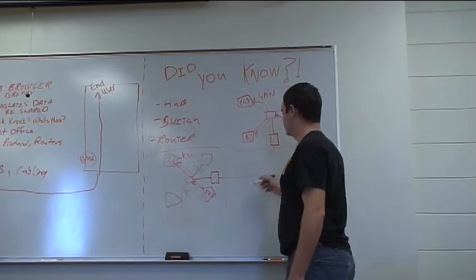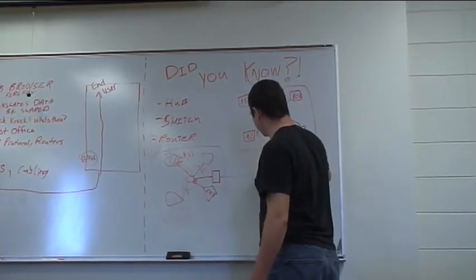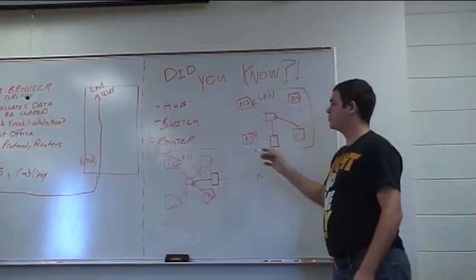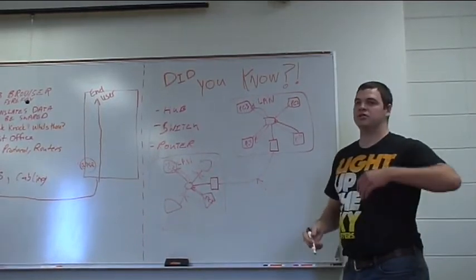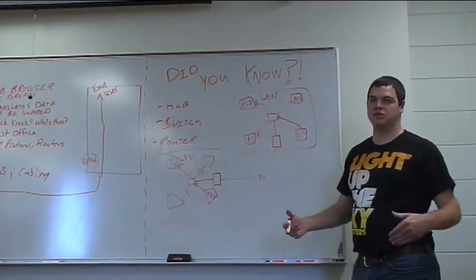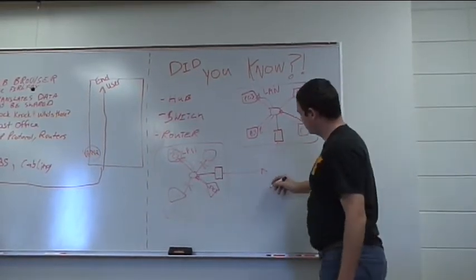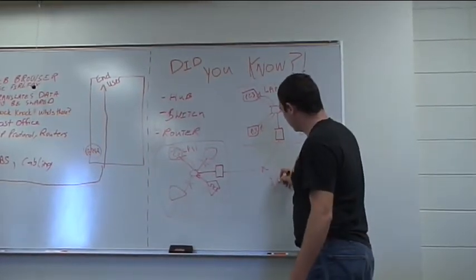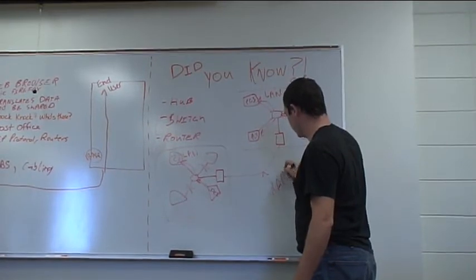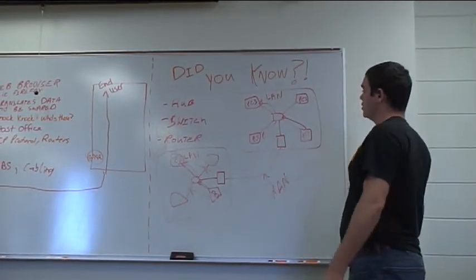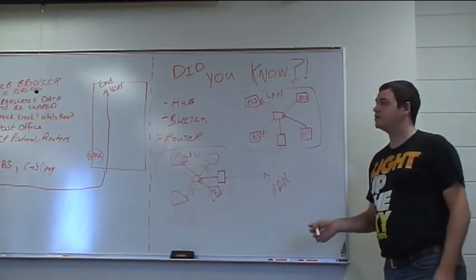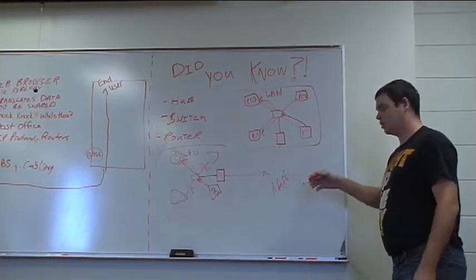Now this connection right here, these two networks were connected, say it's 2 separate office buildings in separate parts of the country. This would be called a WAN, or a wide area network. So this is pretty much what a hub, switch, and a router does, and what a LAN and a WAN is.